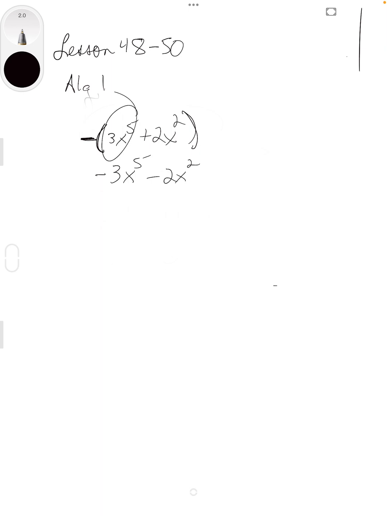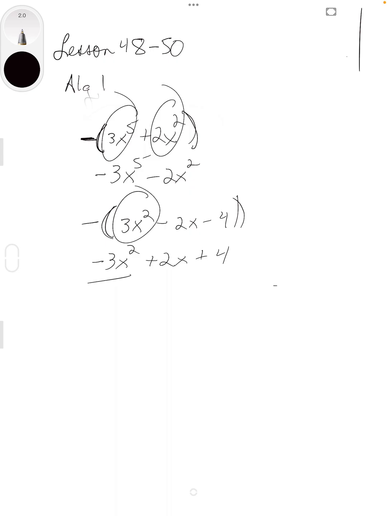I've got a this thingy and a this thingy. They are the opposites of those. In the same way, let's say you have negative parenthesis 3x squared minus 2x minus 4. If I were to say, okay, what's this? Well, that's a negative 3x squared, and then a positive 2x and a positive 4. Again, it's a negative of everything in there. A negative of 3x squared is that. A negative of that is that. A negative or opposite of that is that.